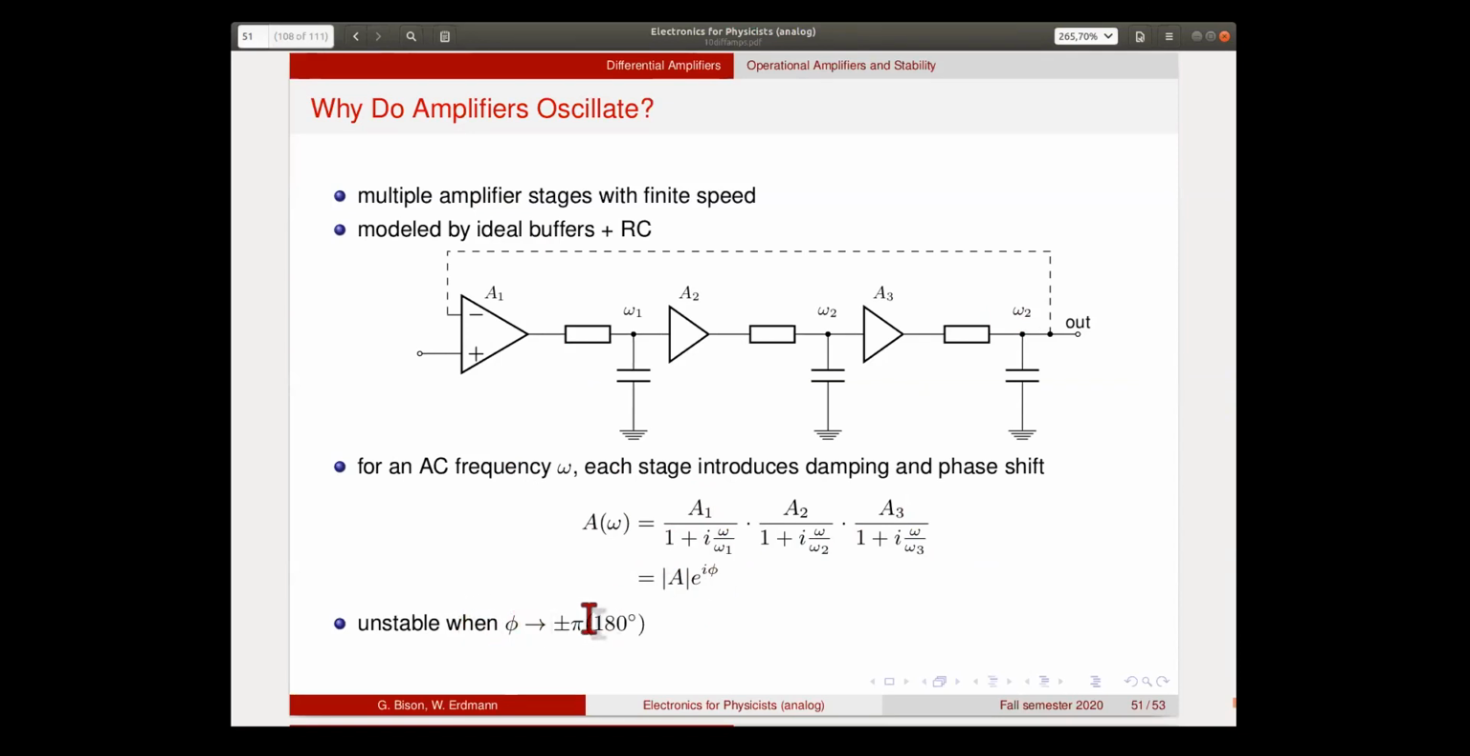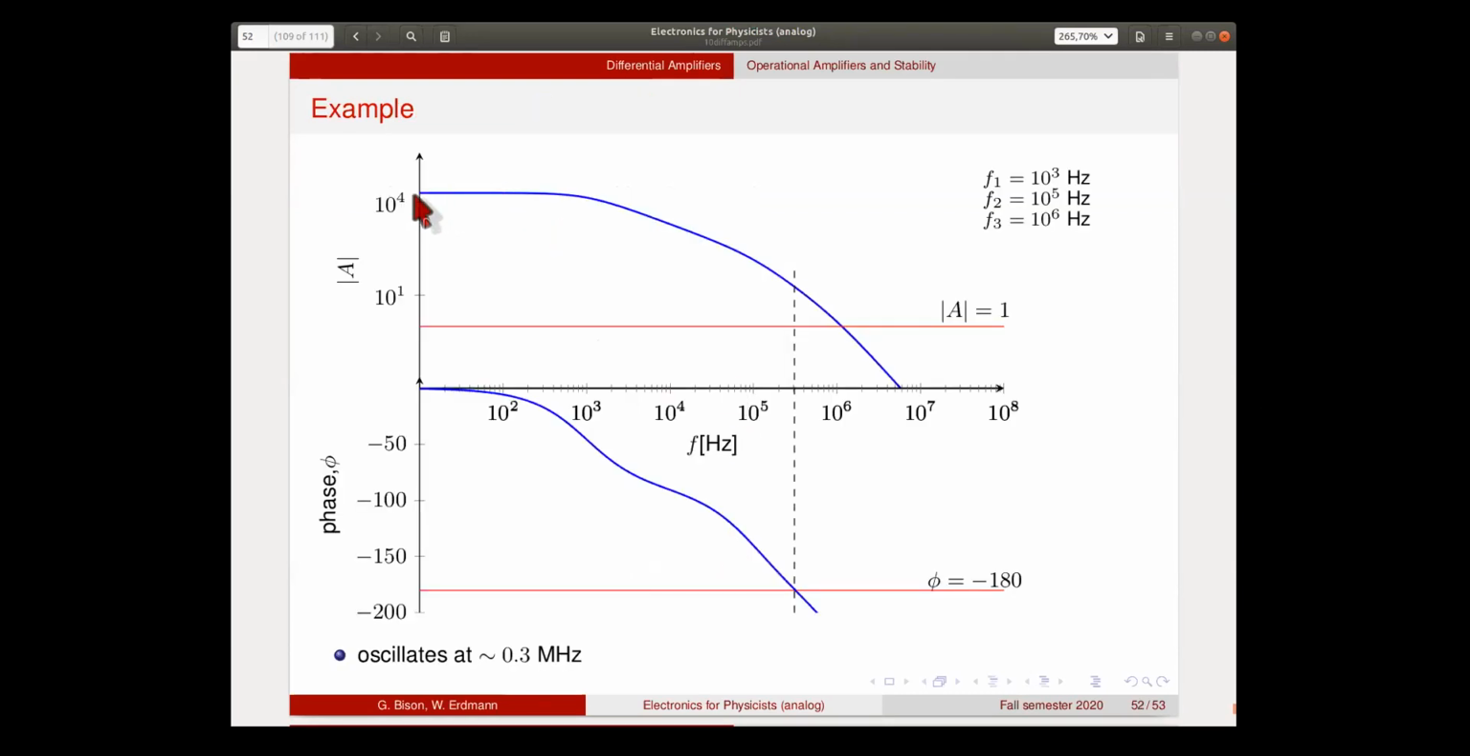And whenever this phase becomes 180 degrees, our amplifier will be unstable. So in DC, of course, it's stable, but these things are complex and can eventually become 180 degrees, and then we have an unstable amplifier. This is shown here in a Bode plot. This shows the amplification for the situation where we have three different time constants here, 10 to the 3, 10 to the 5, and 10 to the 6 hertz for the three stages.